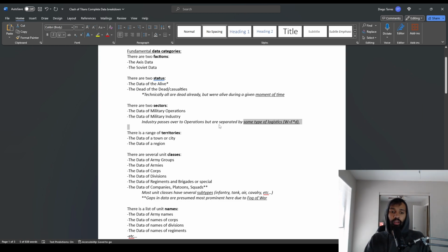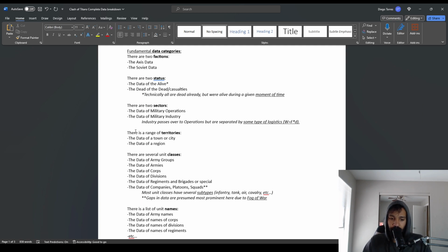Okay, so moving along, now we also have a range of territories. This is another type of data, and this data is not really as binomial, as simple as the previous three that we've had so far, but essentially this is the data that's actually going to pertain to geography, right? This is the data that pertains to what you see on the map, the name of a town, city, region. It could be a river. Those are usually the main three.